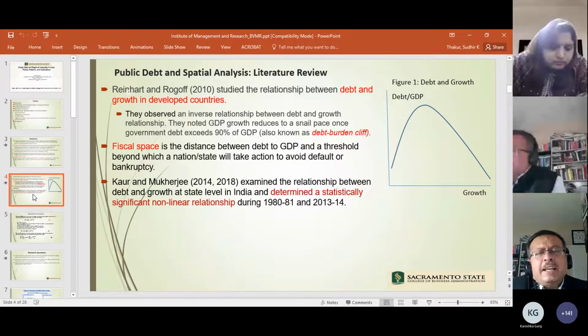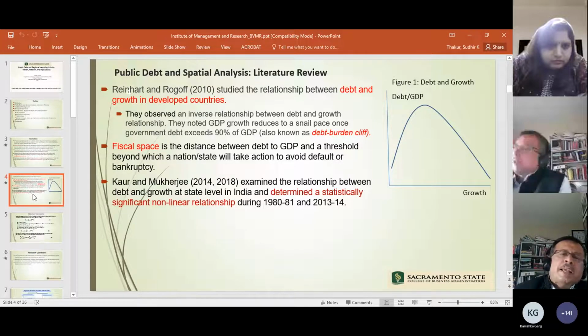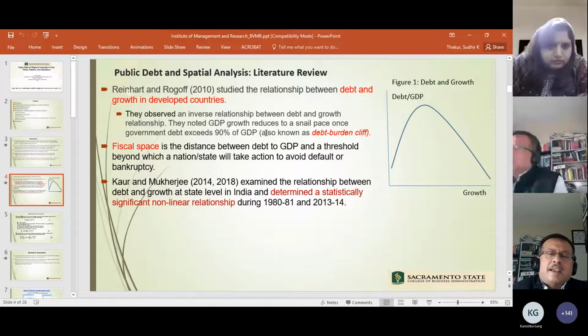More lately, there was a study, in fact 10 years back, by two economists from Harvard and the University of Maryland, the Reinhart and Rogoff study, published in the American Economic Review and many other places. There have been books and papers written by them. They studied the relationship between debt and growth in developed countries. They took about 44 countries, did a lot of statistical analysis, and observed an inverse relationship between debt and growth, as shown in this figure.